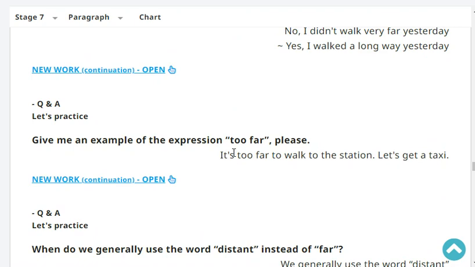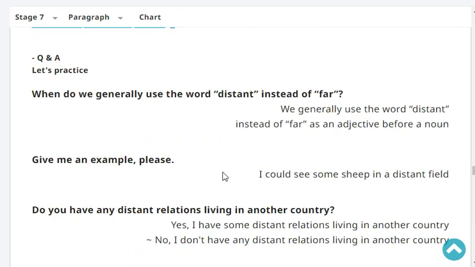Give me an example of the expression too far, please. It's too far to walk to the station. Let's get a taxi. Very good. When do we generally use the word distant instead of far?